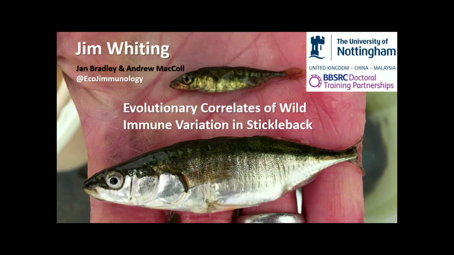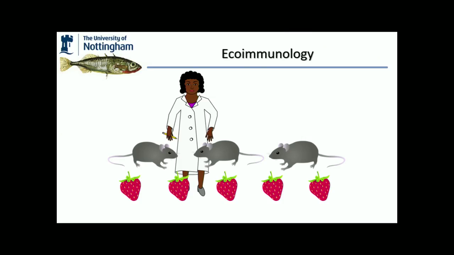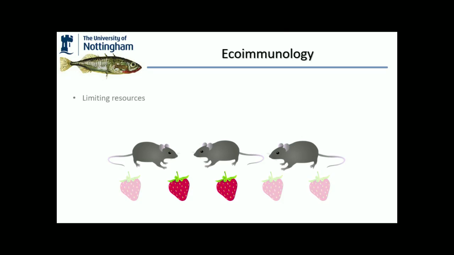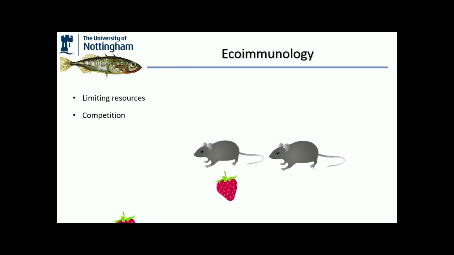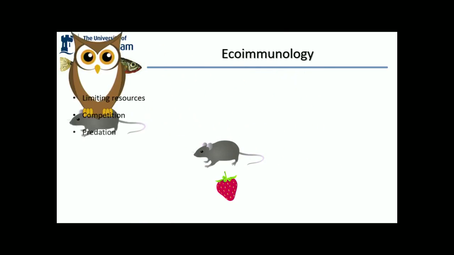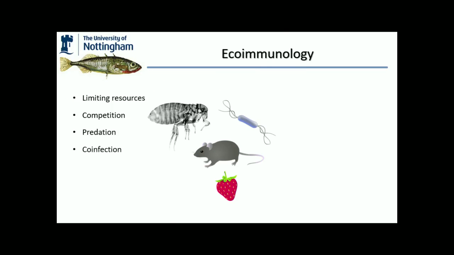Thanks. So today I'd like to talk about part of my PhD looking at evolutionary correlates of wild immune variation. As soon as immunologists went outside, they noticed that animals in the wild, compared to their laboratory counterparts, show huge diversity in the way they respond to parasitic infection. This is because, compared to the laboratory environment, animals in the wild have to deal with various stresses. These are things like limiting resources, competition, threat of predation, as well as having to deal with infection from different kinds of parasites at the same time.